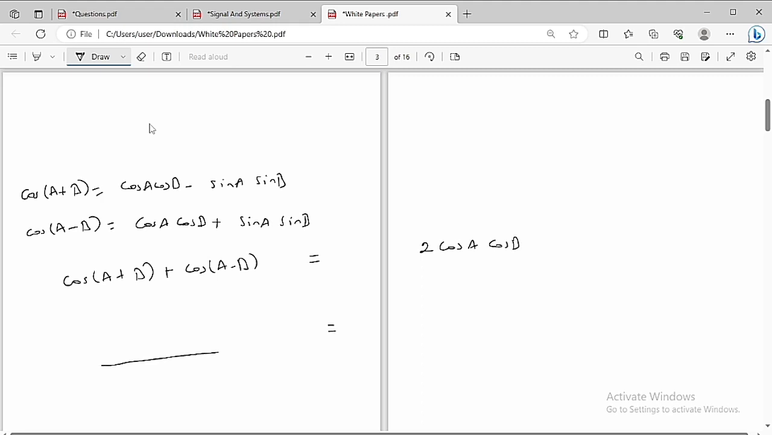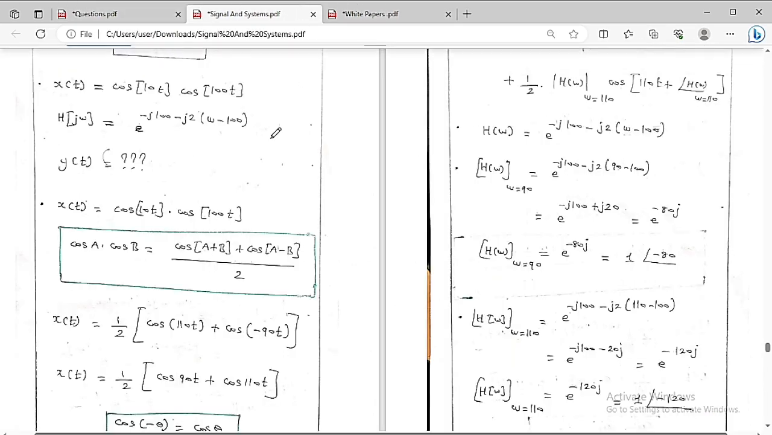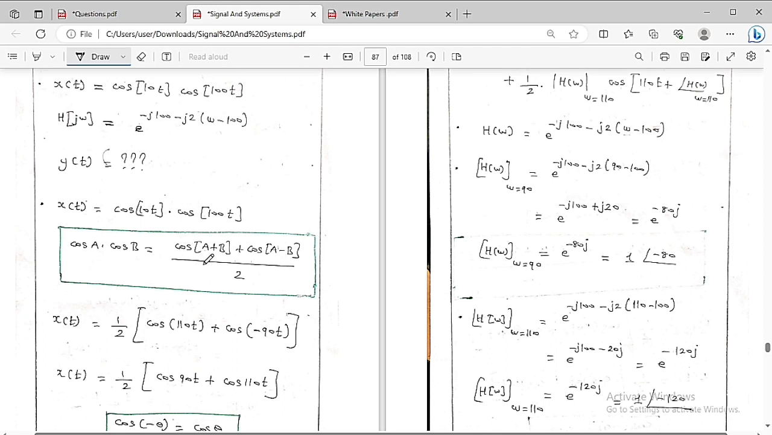Then you have to divide by 2. So cos of A plus B plus cos of A minus B by 2 is nothing but cos A into cos B. Same thing I have written here. So cos A into cos B is nothing but cos of A plus B plus cos of A minus B by 2. Here A is nothing but 10t and B is equal to 100t.